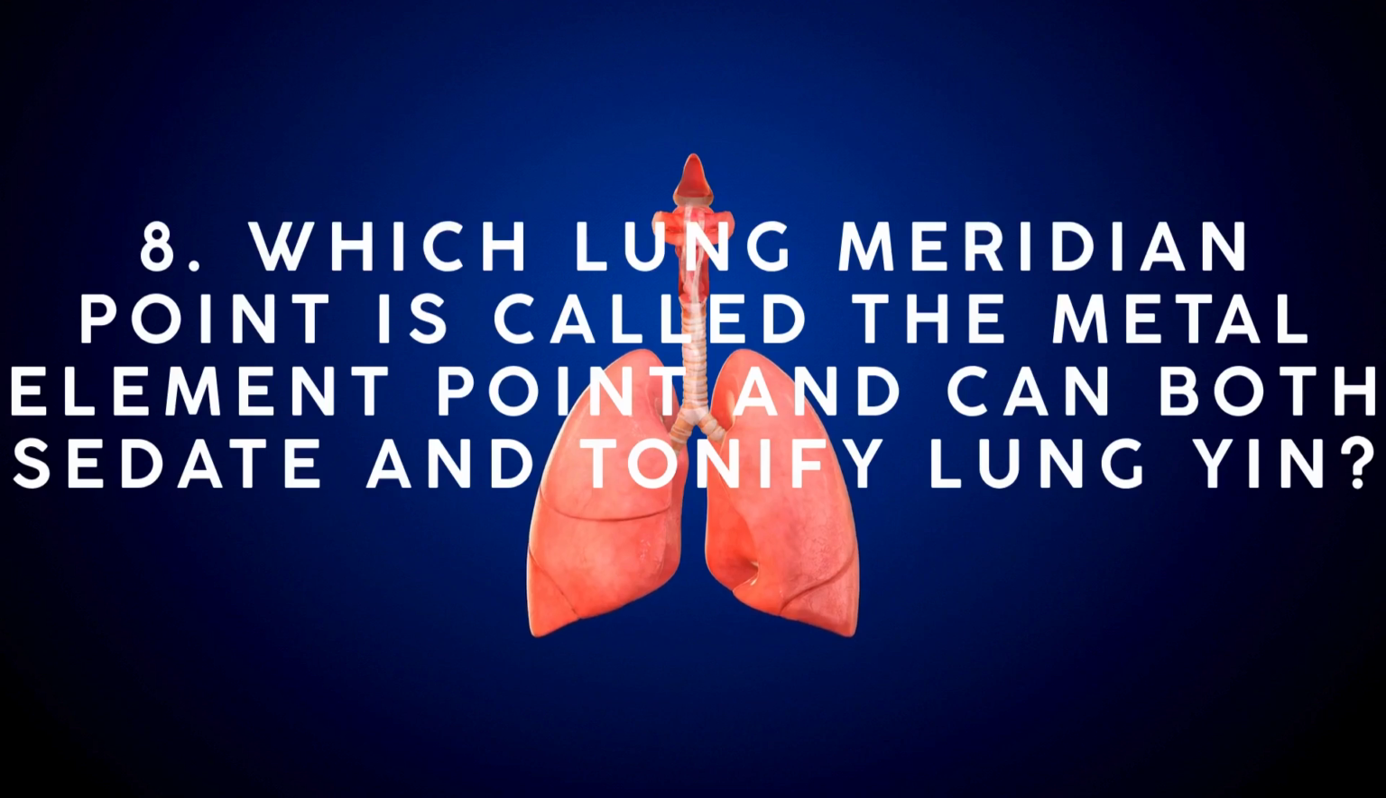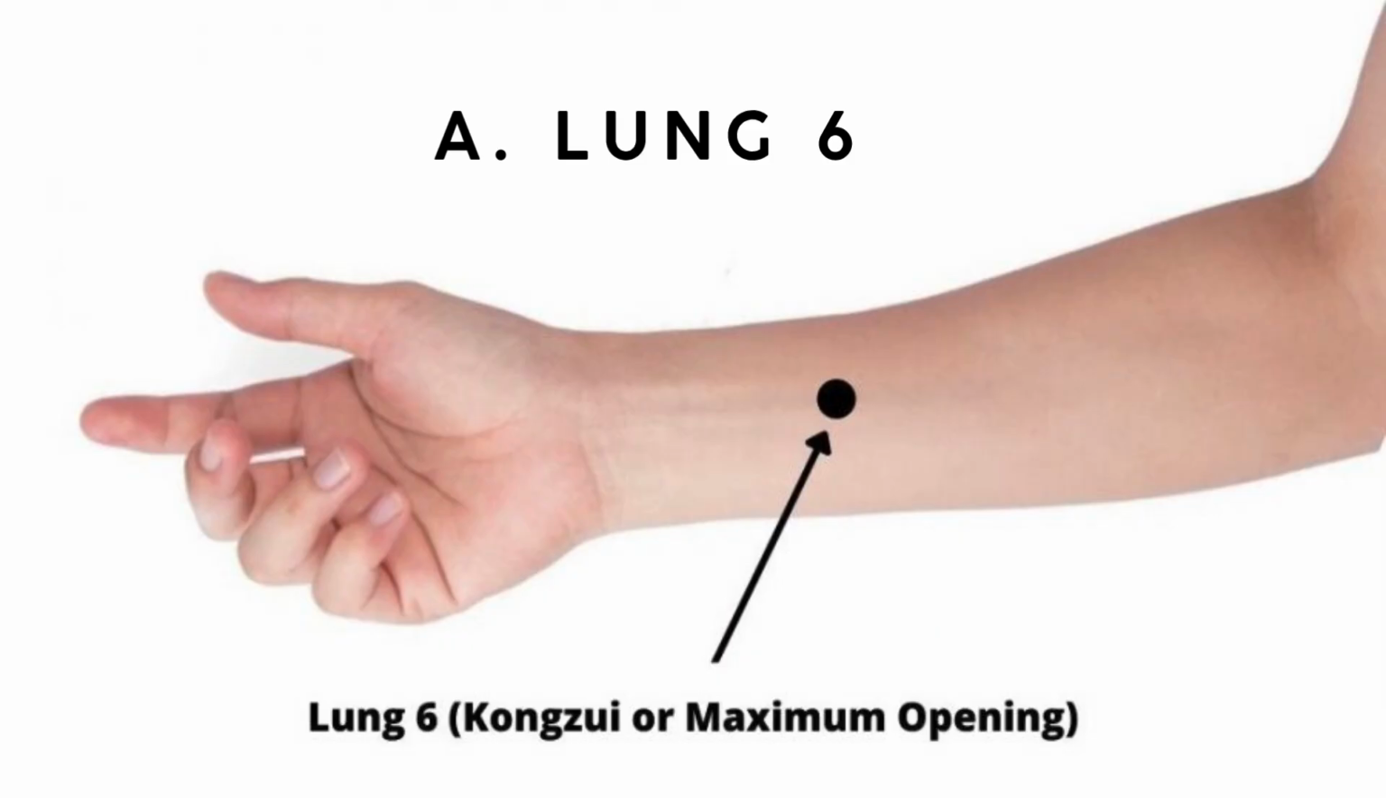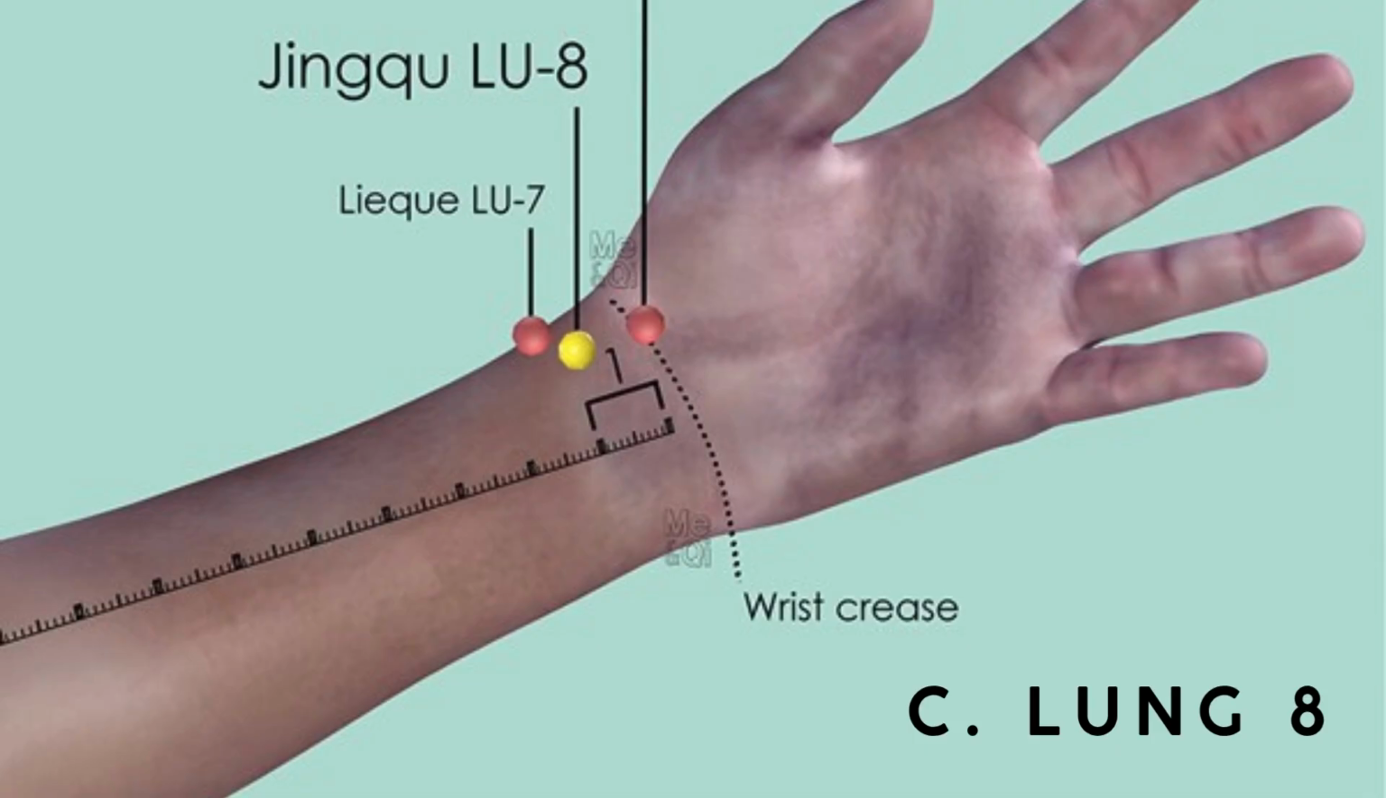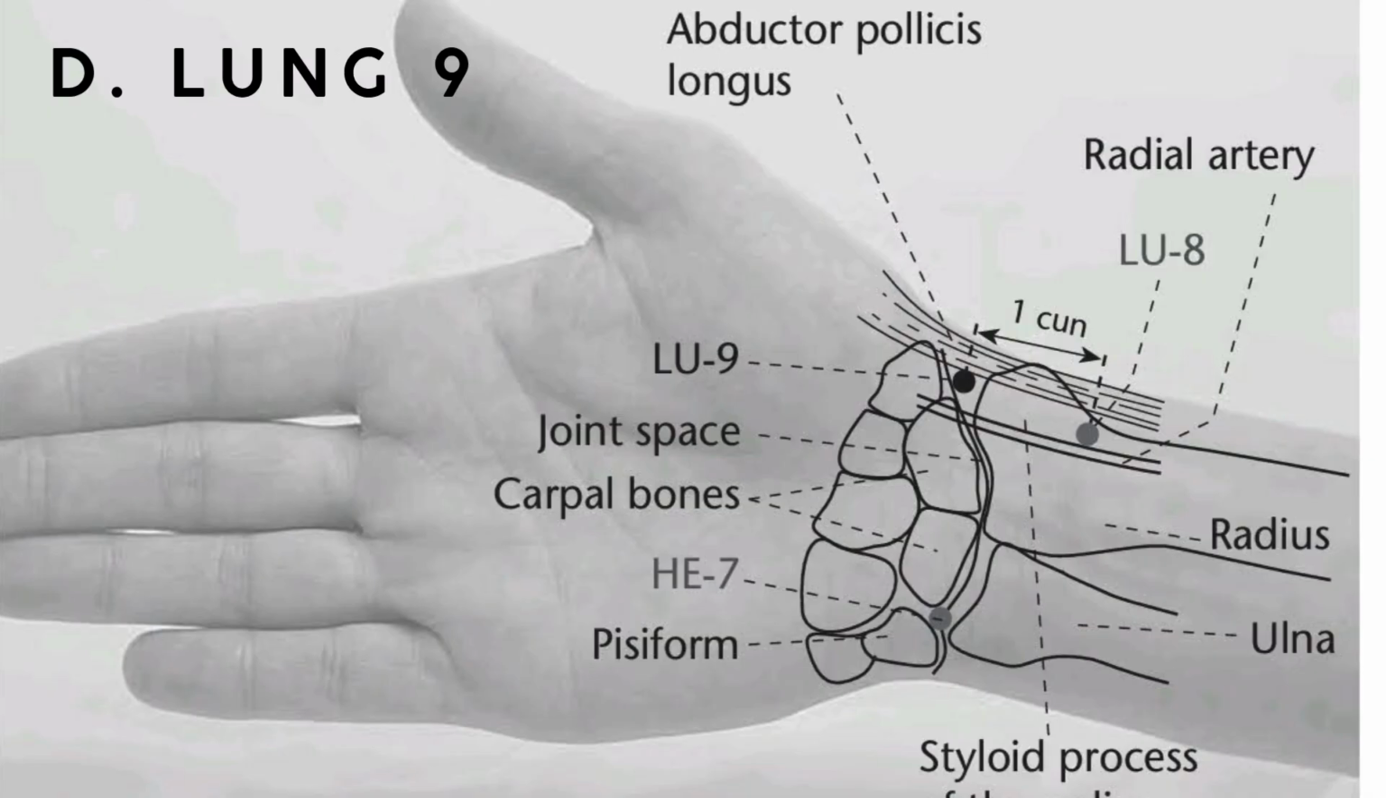Question 8. Which lung meridian point is called the metal element point and can both sedate and tonify lung yin? A. Lung 6. B. Lung 10. C. Lung 8. D. Lung 9.